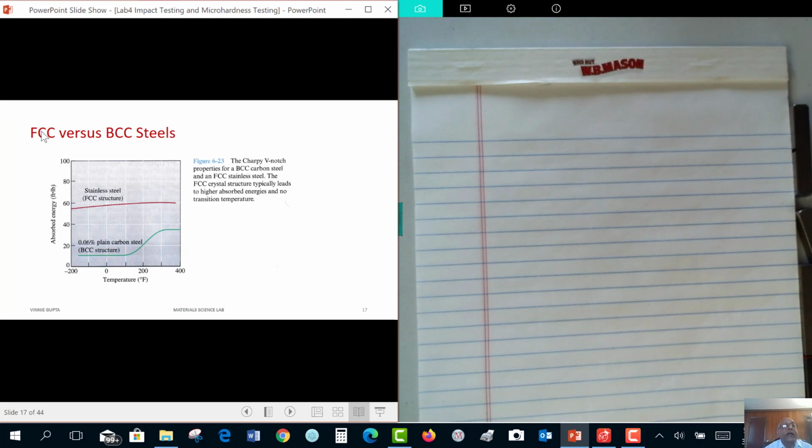So here is, for example, FCC versus BCC steels. Here, stainless steel, which has a FCC structure, you can see it doesn't show any transition from minus 200 to 400 degrees Fahrenheit. Whereas plain carbon steel, which has a BCC structure, especially this low carbon steel, shows this transition temperature. At 200 degrees or so above, it is very ductile, 300 degrees or above ductile, and then it becomes brittle below at about 100 degrees F or so.